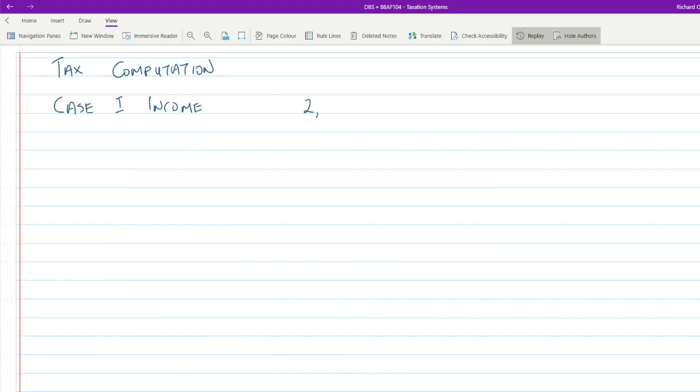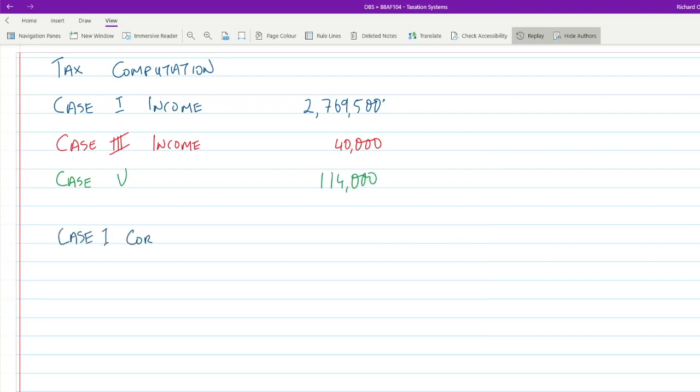So we start with the Case 1 income, which we calculated at 2,769,500. The Case 3 income, which was 40,000. The Case 5 income, which is €114,000.